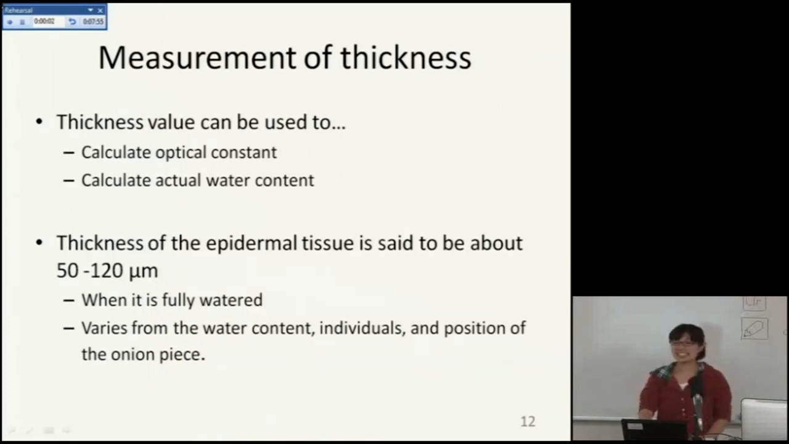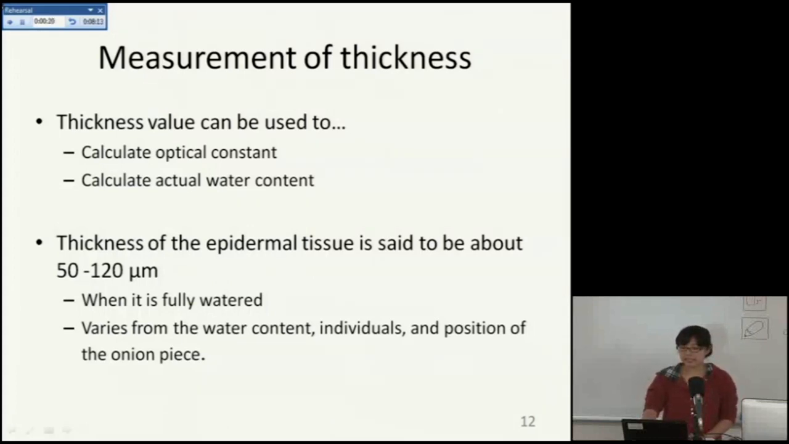And next, the measurement of the thickness. Now I'm trying it. I want the values of the sample thickness because I want to use this to calculate the optical constant and calculate the actual water content of the sample.